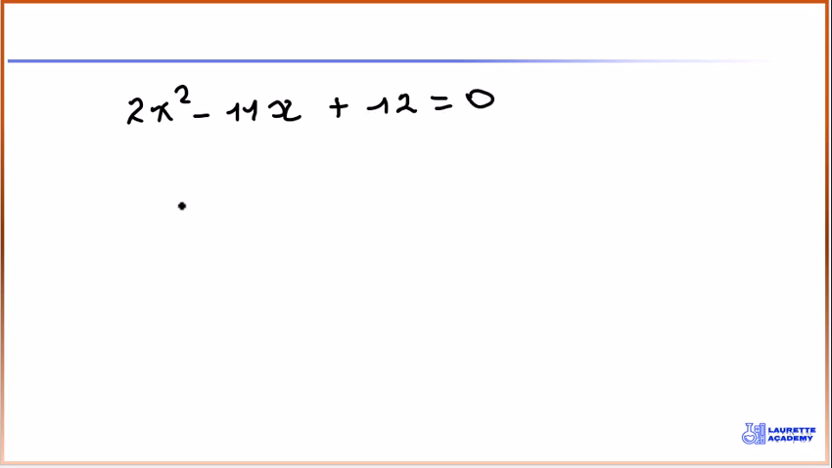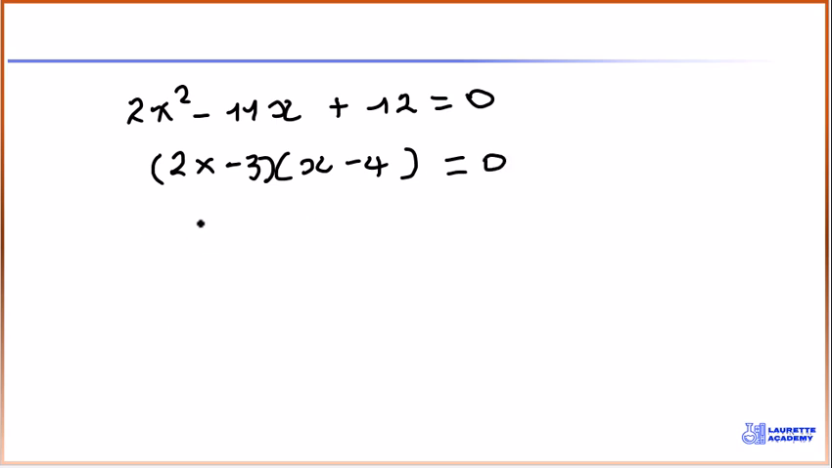This is a quadratic equation that you can solve using any of the methods of factorization, completing squares, or using the quadratic formula. This one is quite simple to factorize, so I'm going to use the factorization method. Please, if you don't know how to factorize this, let me know in the comment section. So if we factorize this, we'll have the two factors 2x minus 3 and x minus 4, and this will be equal to 0.